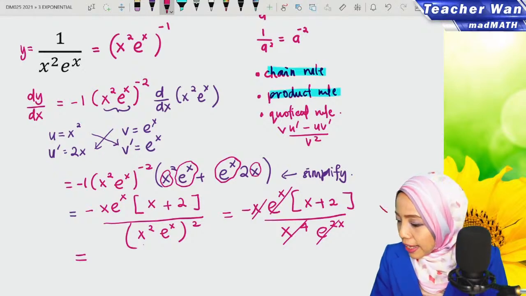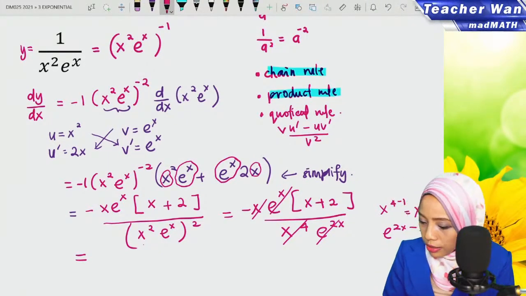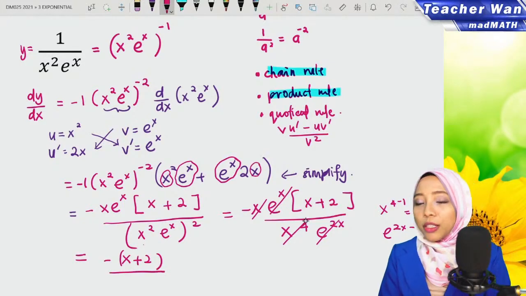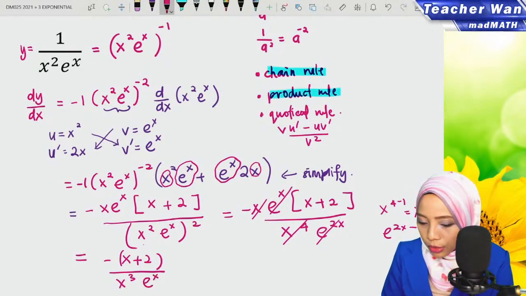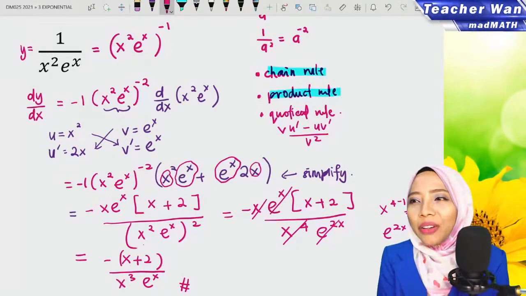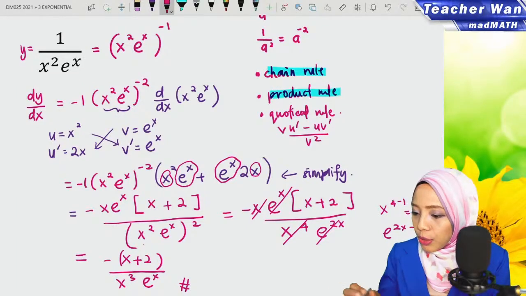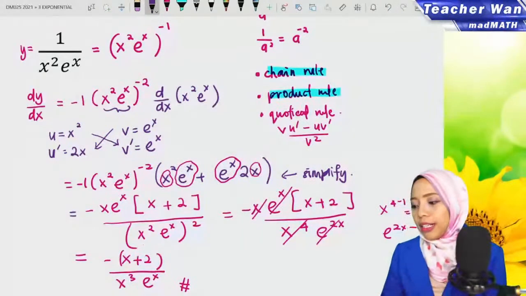I write it here: x to the power 4 minus 1 will give us x cubed, meanwhile e to the x minus this x will give us e to the power of x. So now the remaining here is negative x plus 2 over, since x to the power 4 minus 1 is left as x cubed, and then ex. Yes, this is our final answer. Okay, can or not? Everyone, clear or not?